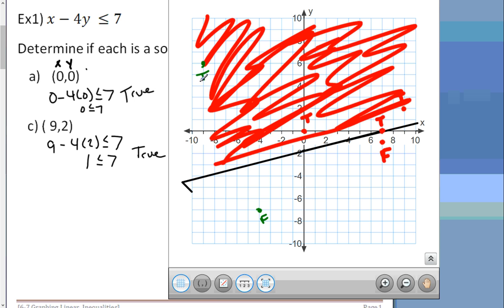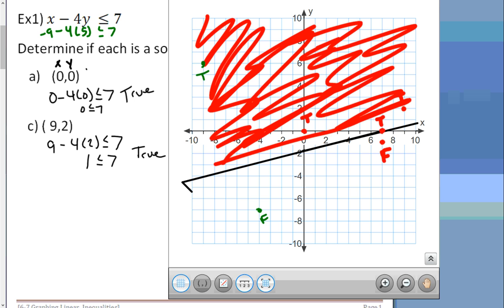Negative 9, 5, right? Let's put in negative 9. Negative 9 minus 4 times 5 should be less than or equal to 7. Well, that's negative 9 minus 20, so negative 29 is less than 7. That's true. Negative 29 is less than 7.